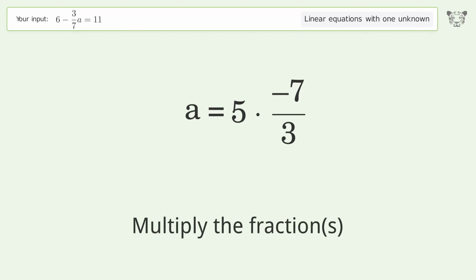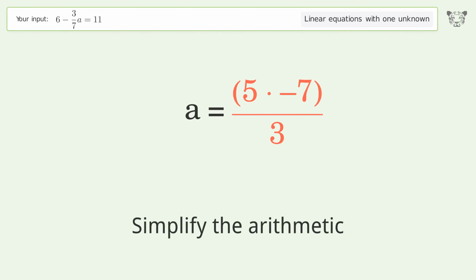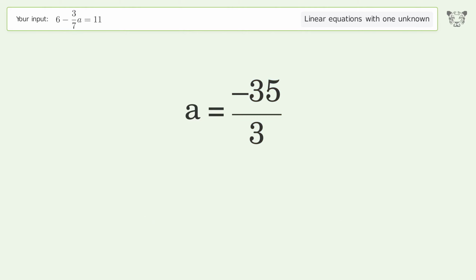Multiply the fractions. Simplify the arithmetic. And so the final result is a equals -35/3.